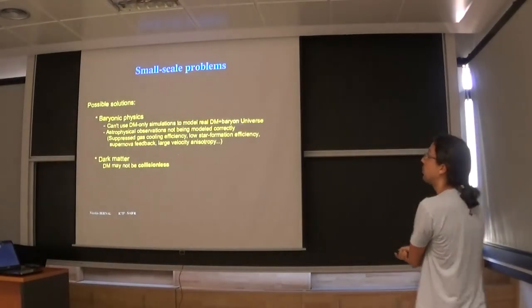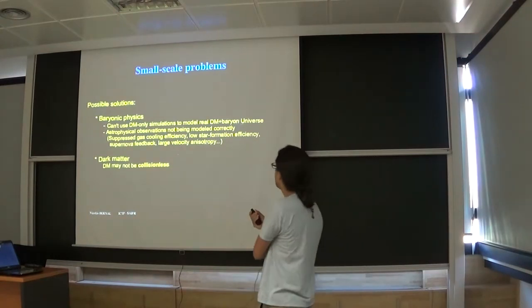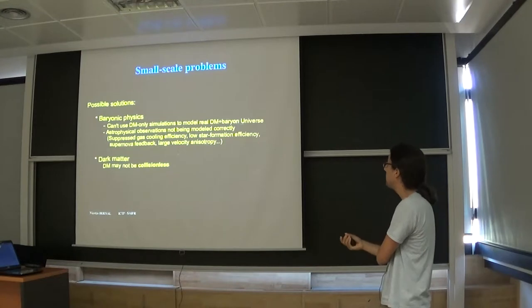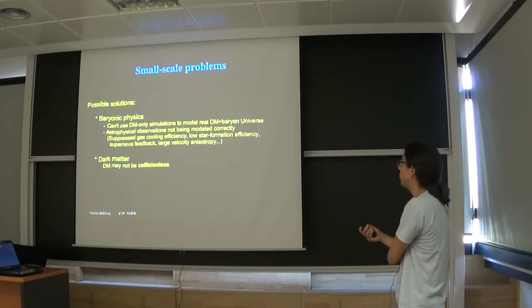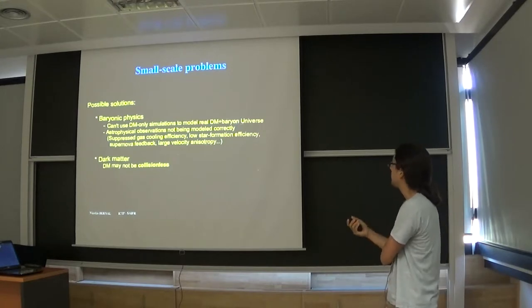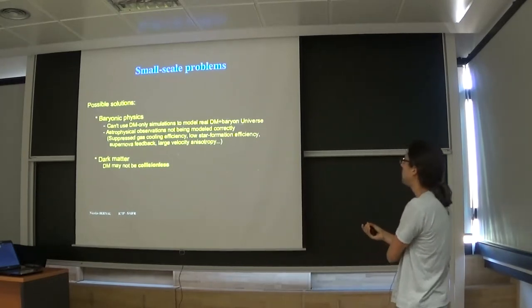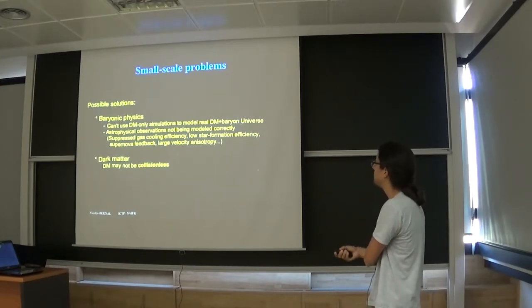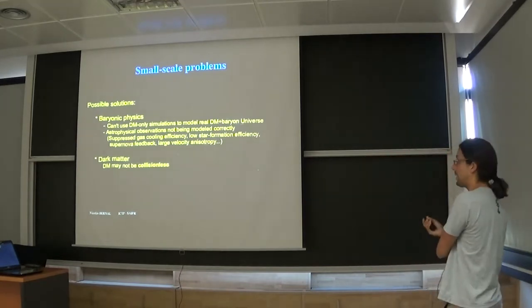So the possible solution is, of course, using baryon physics. Maybe the N-body simulations are not working properly, because most of them are dark matter only, and maybe they fail to reproduce the real universe made of dark matter and baryons. Or also maybe it's just because we're not able to model correctly all the baryons, so all the astrophysical processes. So that's pure baryonic physics, but we are trying to solve this problem using dark matter.